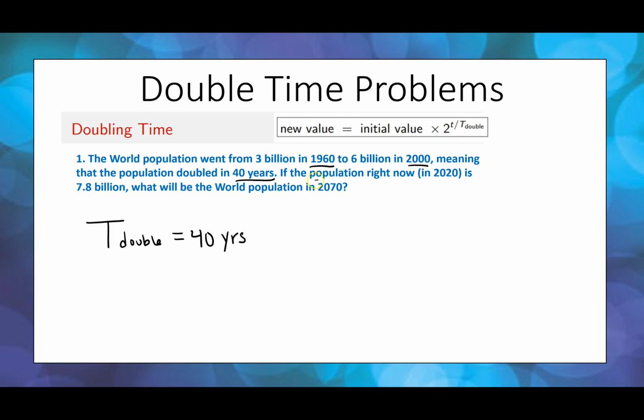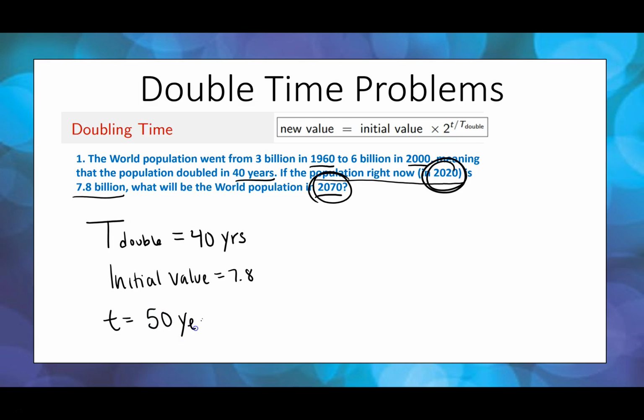Now, if the population right now in 2020 is 7.8 billion, well, that's going to be my initial value. What will the world population be in 2070? Well, that means my time is equal to, how much time has elapsed? If we're talking about from 2020 to 2070, well, that's going to be 50 years, right? Just subtract those two values, and that's a 50-year difference. And I chose that value because that's about the time when you guys are going to retire. So let's think about when you retire, what's the world population going to be? So that's what it's asking. What will the world population be in 2070?